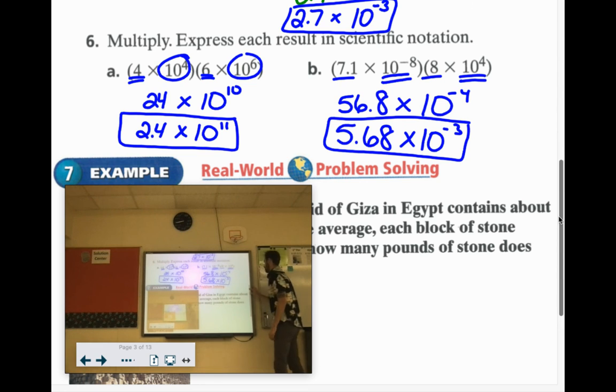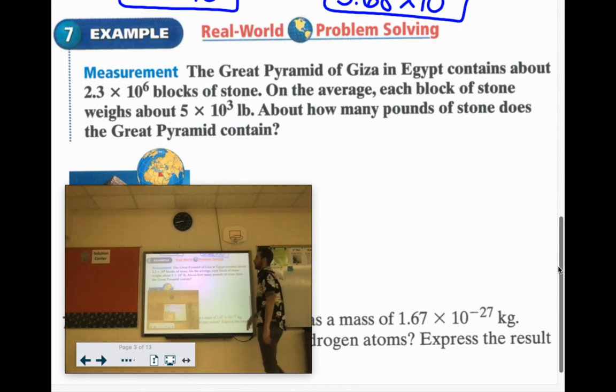All right. You guys are always asking me for more word problems about the Great Pyramid of Giza. Well, it's in Egypt, and it contains about 2.3 times 10 to the 6th blocks of stone. On average, each block of stone weighs about 5 times 10 to the 3rd. About how many pounds of stone does the Great Pyramid contain?